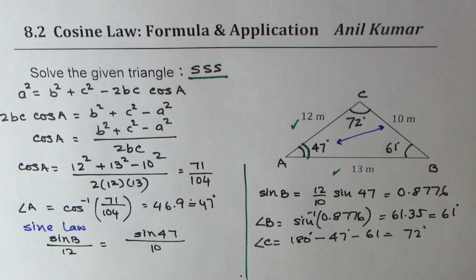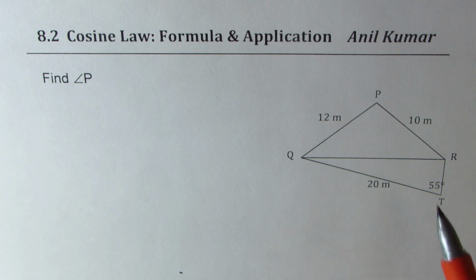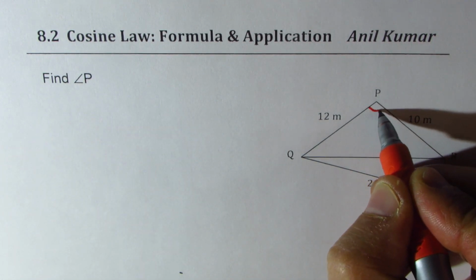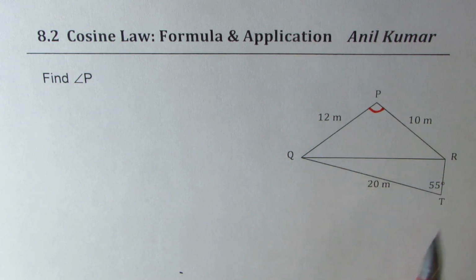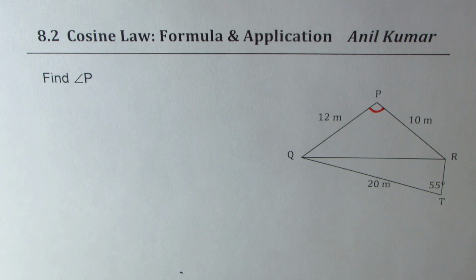Now here is a test question for you. I would like you to pause the video and copy this question. You need to find angle P. We are given a triangle PQR and another triangle QRT. You need to find angle P. Here is my solution.